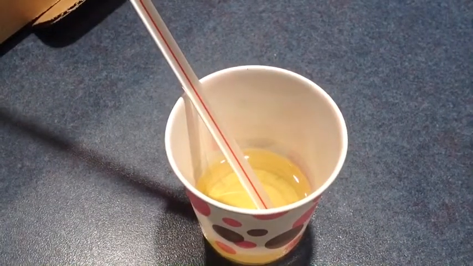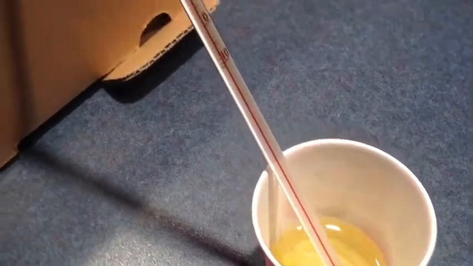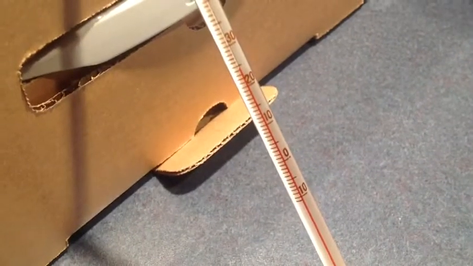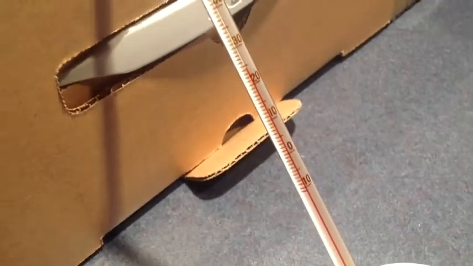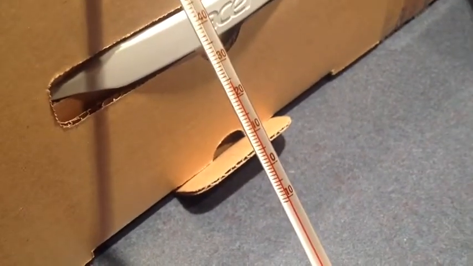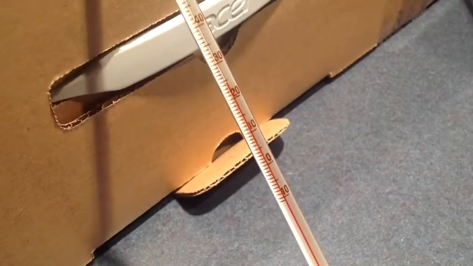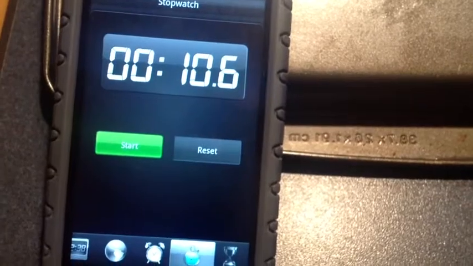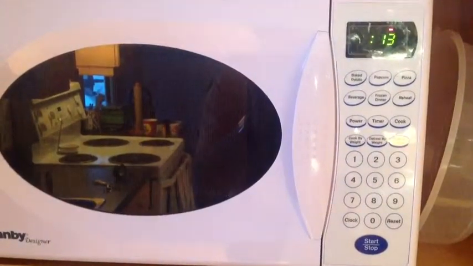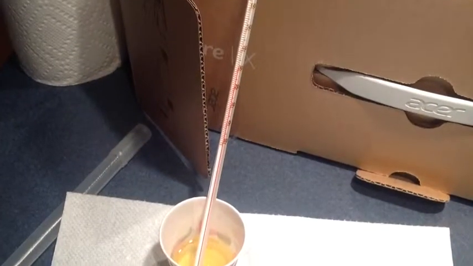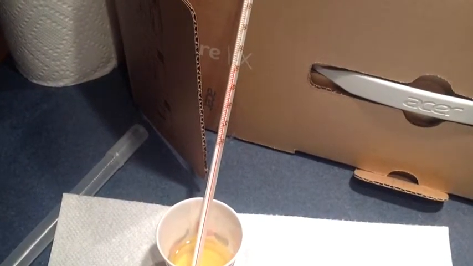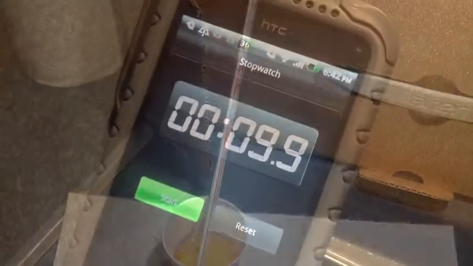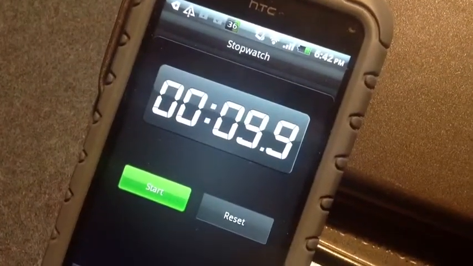It's time to switch over to the power steering fluid. This is room temperature power steering fluid, and it is at 24 degrees Celsius. Room temperature power steering fluid, 10.6 seconds. After 30 seconds in the microwave, the power steering fluid is at 31 degrees Celsius. The result was a speedy 9.9 seconds.